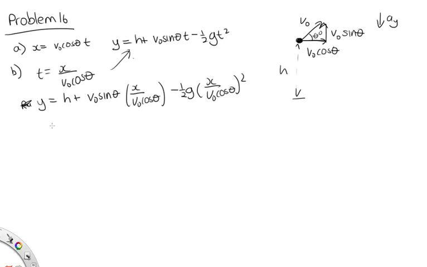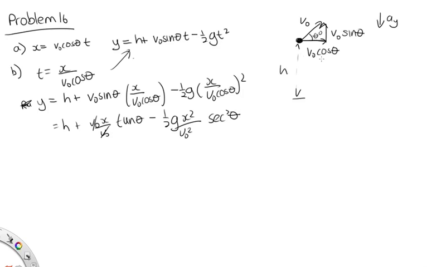So rearranging this, we've got h plus x over v naught times v naught. These v naughts will cancel, and sine theta on cos theta is tan theta, minus a half g x squared over v naught squared cos squared theta. So we can write that as sec squared theta.